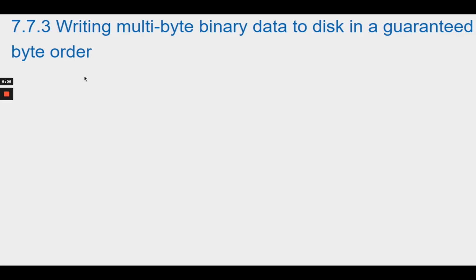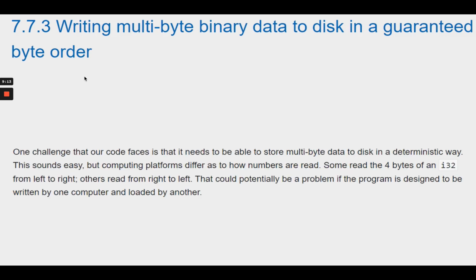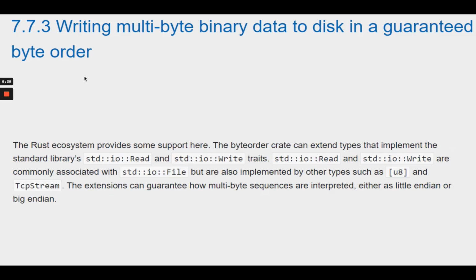Section 7.7.3. Writing multi-byte binary data to disk in a guaranteed byte order. One challenge that our code faces is that it needs to be able to store multi-byte data to disk in a deterministic way. This sounds easy, but computing platforms differ as to how numbers are read. Some read the 4 bytes of an i32 from left to right. Others read from right to left. That could potentially be a problem if the program is designed to be written by one computer and loaded by another. The Rust ecosystem provides some support here.